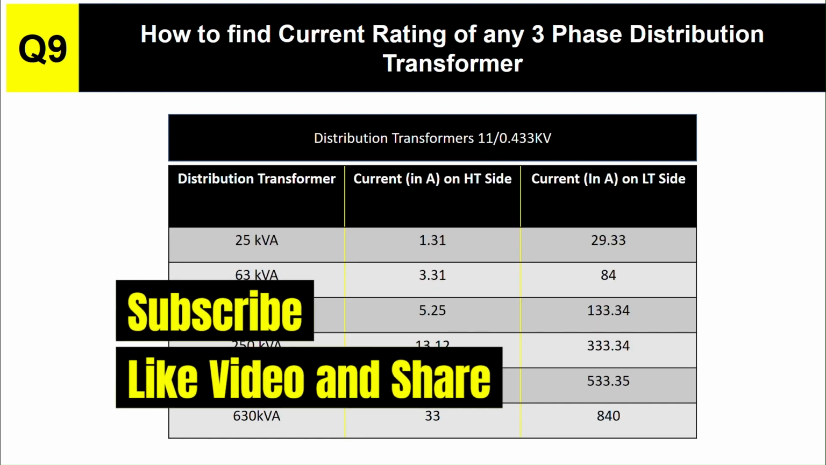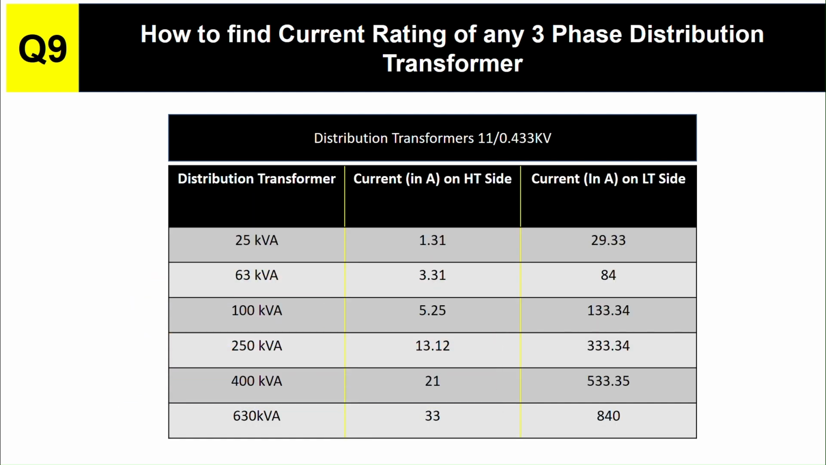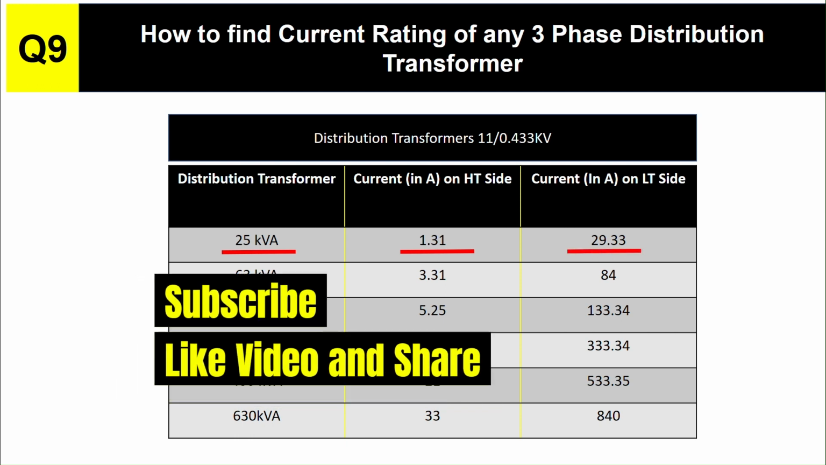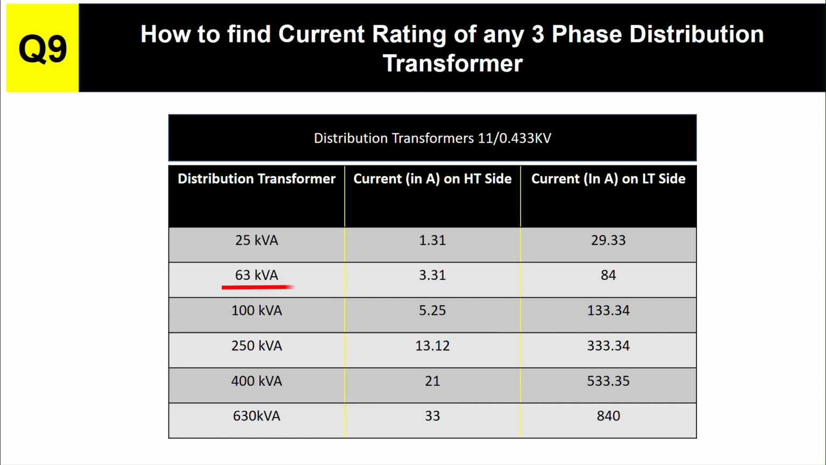Here you can see this is the distribution transformer, then there is a current on the HT side, then there is a current on the LT side. For 25 kVA, the current on the HT side is 1.31 amperes, and the current on the LT side is 29.93. Similarly, for 63 kVA, the current on the HT side is 3.31, and the current on the LT side is 84.